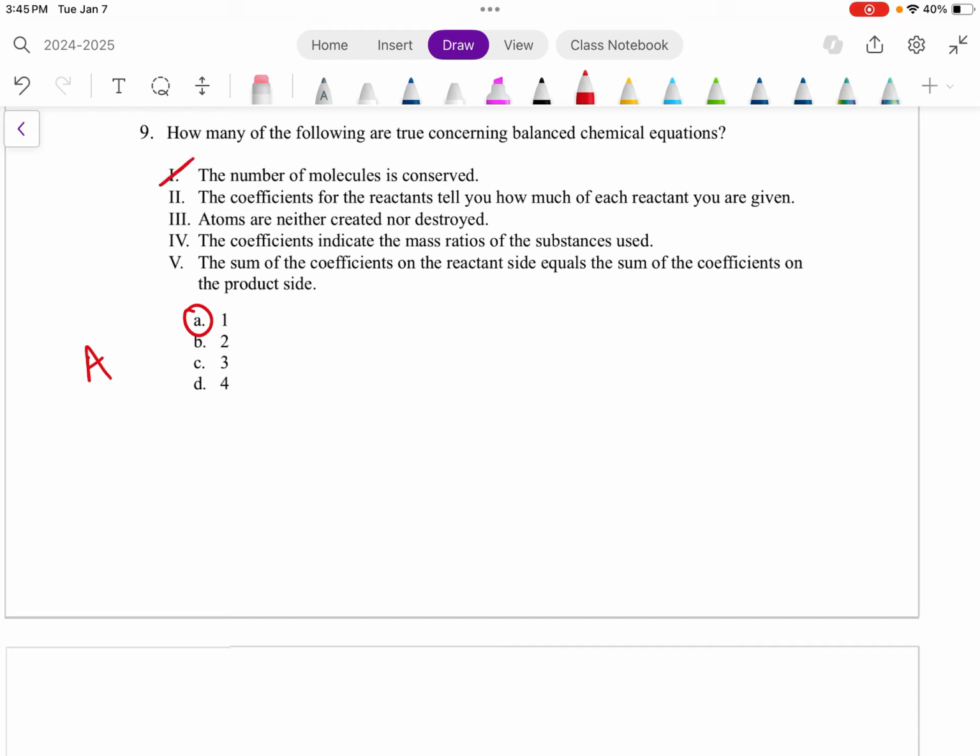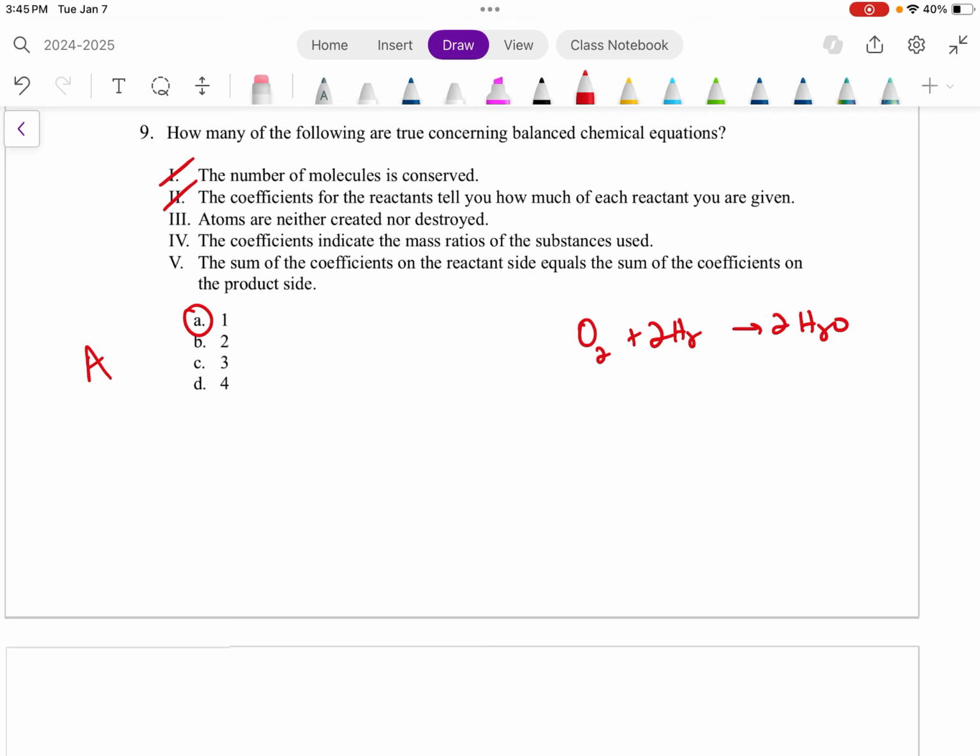I'll give you an example. We could have O2 plus H2 gives us H2O, and so you would need this. So in theory, there are not the same amount of molecules on either side here. So molecules is not always conserved. Coefficients of the reactants tell you how much of each reactant you are given. That is not true. The balanced equation is just a recipe. It doesn't tell you how much you start with.